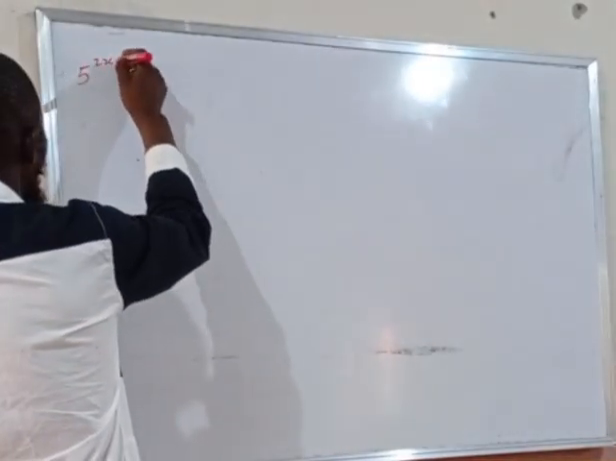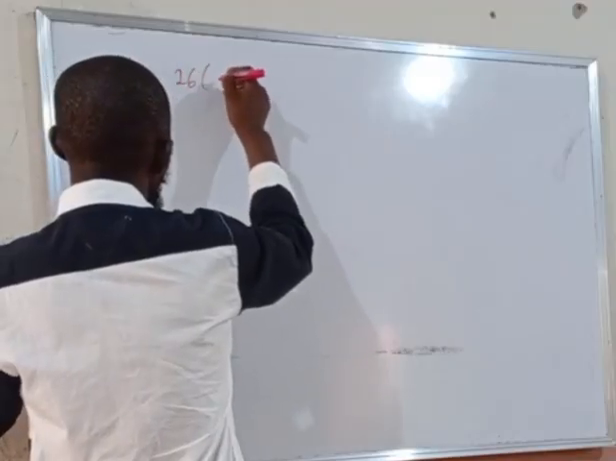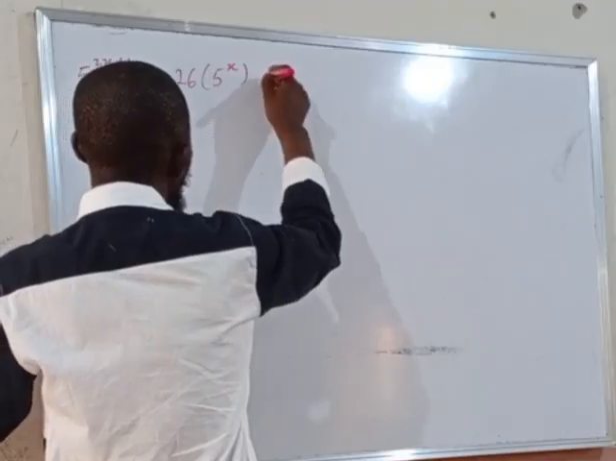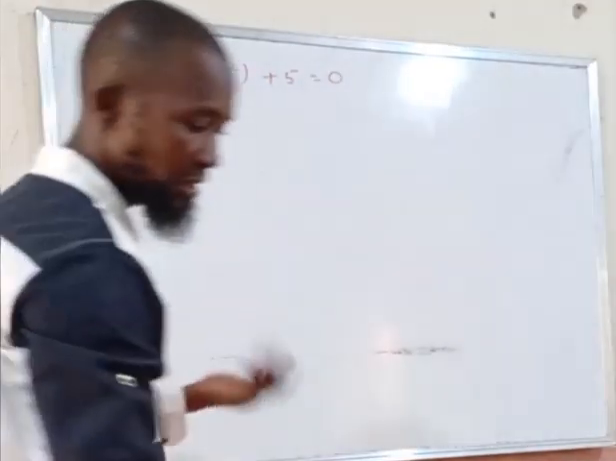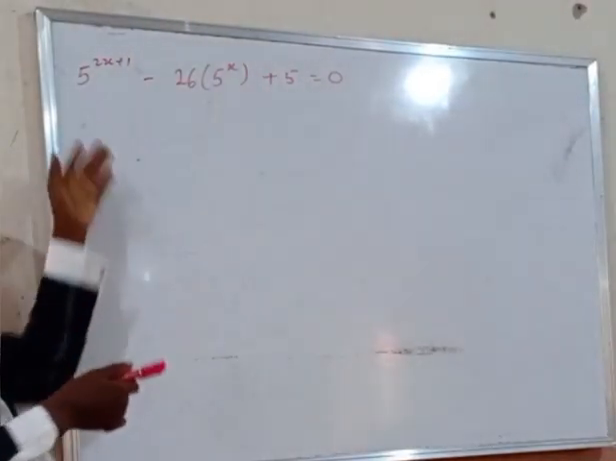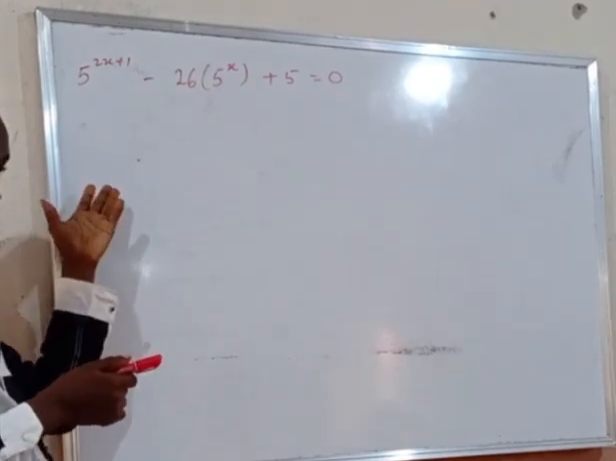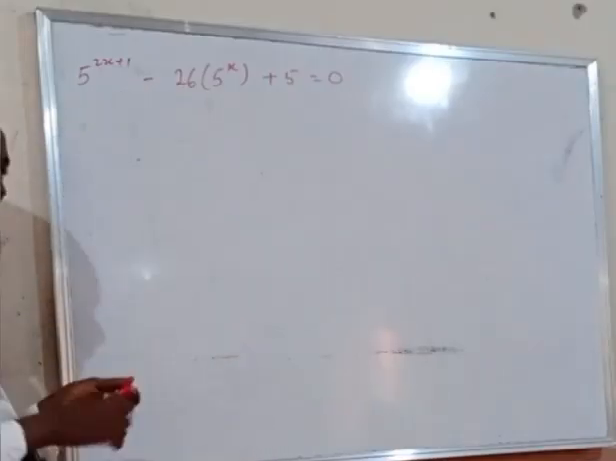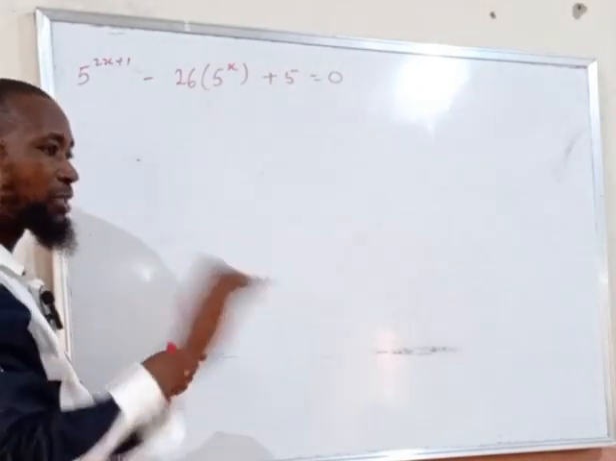5 raised to power 2x plus 1 minus 26.5 raised to power x plus 5 equals 0. There is nothing new in this. Can we apply the law of indices directly? It's not possible for me to use indices directly. Why? Because in between my index numbers, what I have is not the usual sign. The usual sign should be either times or divide.